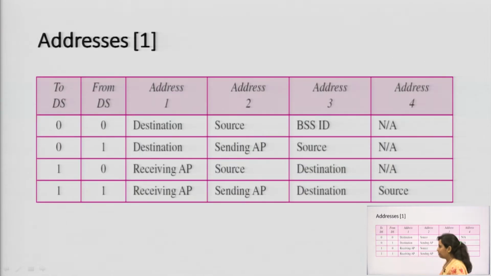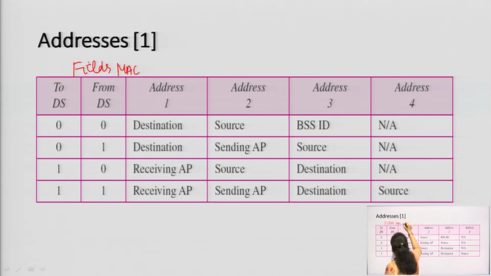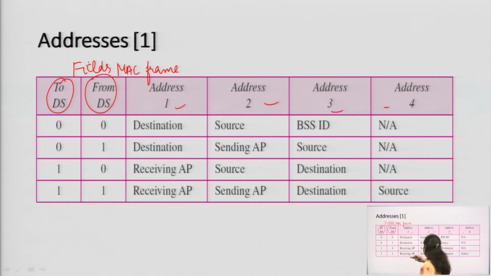Now, next is addresses. There are different types of addresses. These are basically the fields in the MAC frame. To DS is one of the fields, From DS is a field, then address 1, address 2, address 3 and 4. So, these are the different fields being used over here. Considering 2 bits, there are 4 different options, that is 00, 01, 10, 11.